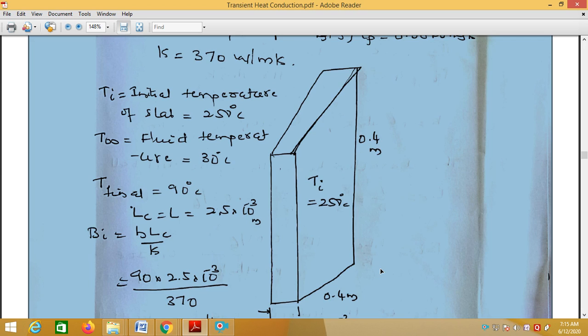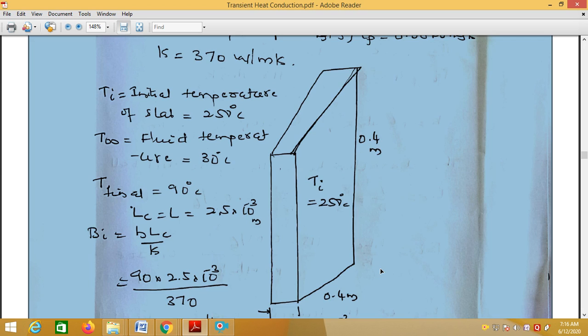Then the thickness of the slab is given as 5 mm. Then the characteristic length of the slab will be equal to 2.5 mm, that is 2.5 into 10 raised to minus 3 meters. The first thing you have to find out is the Biot number. What is the Biot number? Biot number is defined as h into Lc by k.